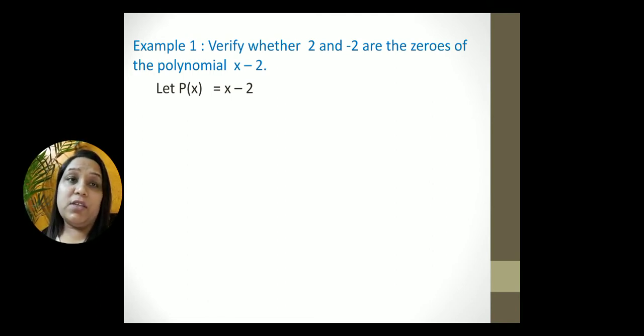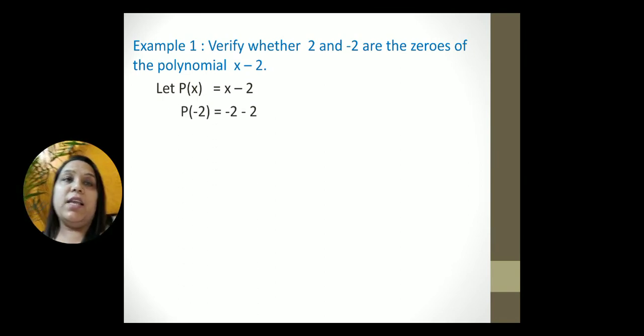Like, verify whether 2 and minus 2 are the zeros of the polynomial x minus 2. So if the polynomial is x minus 2, when will 2 be the zero of the polynomial? When after putting x is equal to 2, we will get the value 0. Let's see. First we are putting x is equal to minus 2, p(minus 2), then in place of x we put minus 2, so minus 2 minus 2 will give us minus 4.